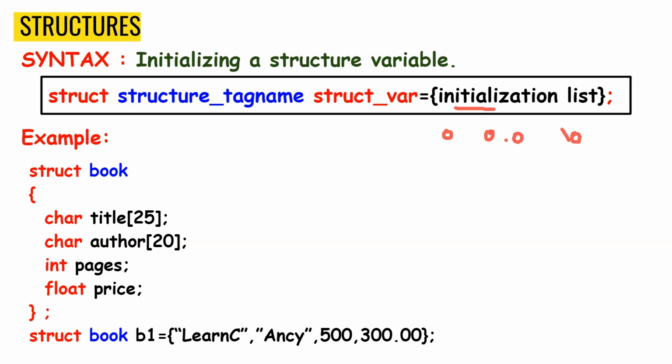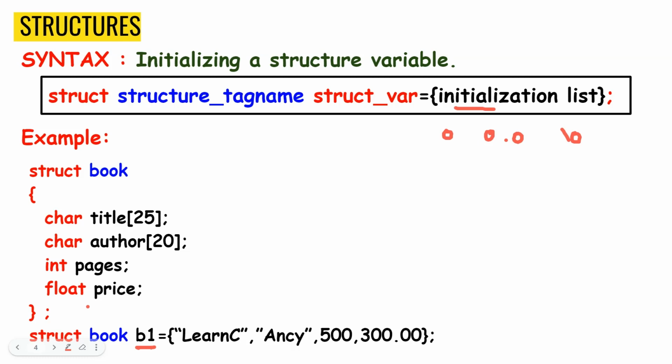We'll see the syntax for initialization. While declaring the structure variable itself, we can give the initialization list. We have two ways of declaration. One is immediately after the structure definition, where you can also give the initialization list. Another one is after the structure definition, where you declare the structure variable.